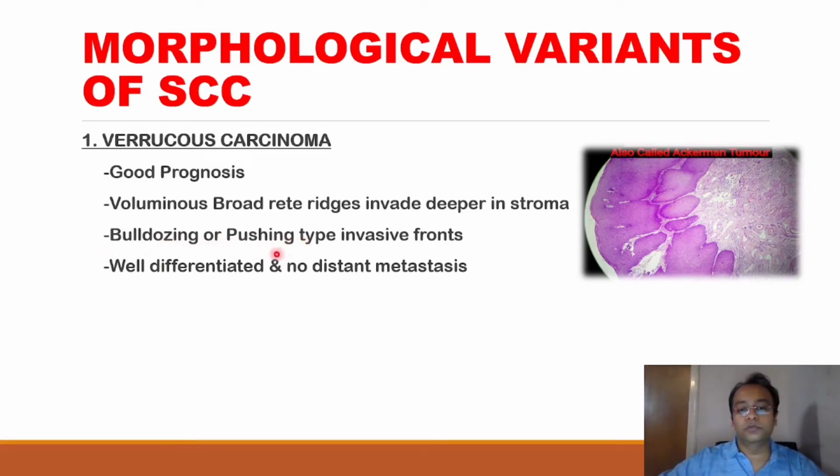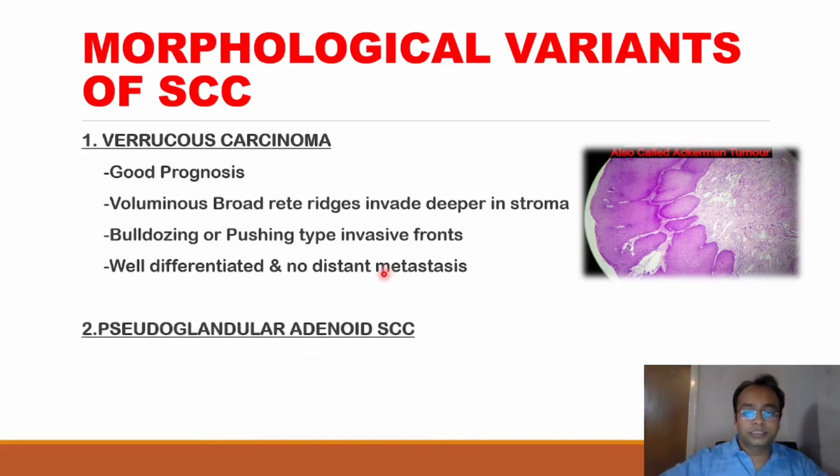The bulldozing, pushing type of invasive fronts are seen. Understand, these rete ridges are very broad and they are deeply infiltrating into the stroma. The single cell or the tumor island is not present, right? So that is the verrucous carcinoma. It's very well differentiated and no distant metastasis has been observed. And that's why the prognosis is very good. Radiotherapy is not indicated in verrucous carcinoma because it can change the behavior of the tumor, right?